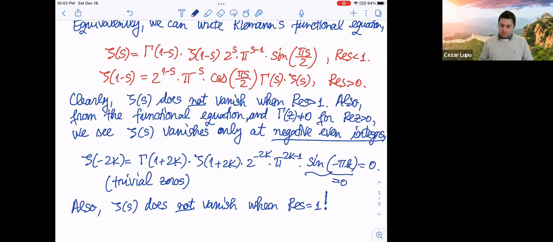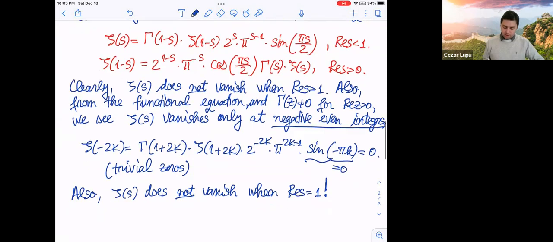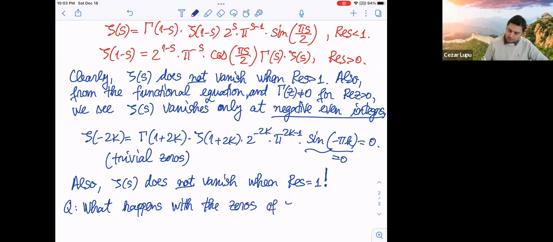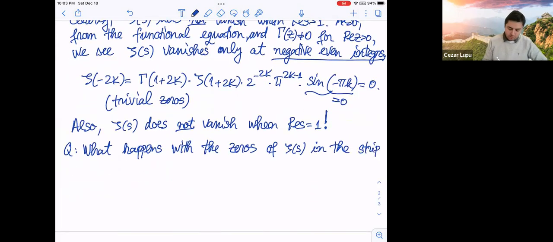Anyway, now the question comes, because we forgot to mention one region. As you can see, apart from the real part of s less than zero, and the real part of s greater than one, we kind of see what's going on. But the question is, what happens with the zeros of zeta of s in the strip, when the real part of s is between zero and one? So that is the question.